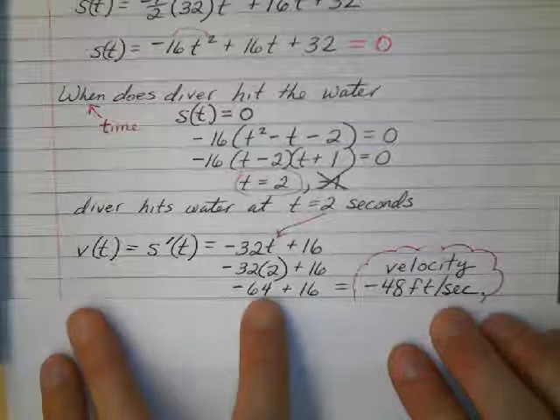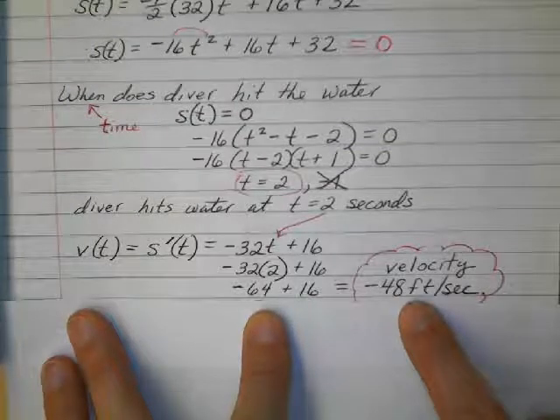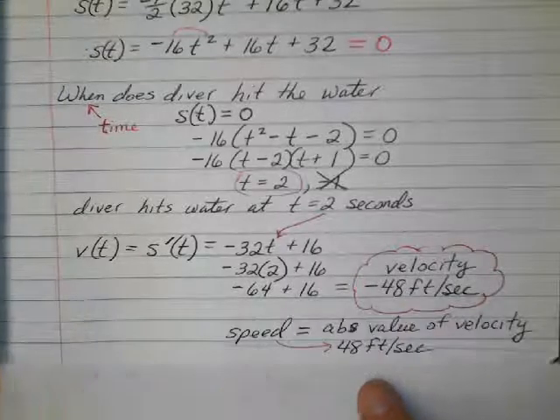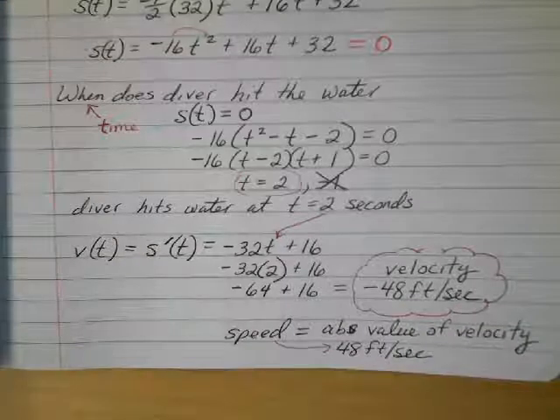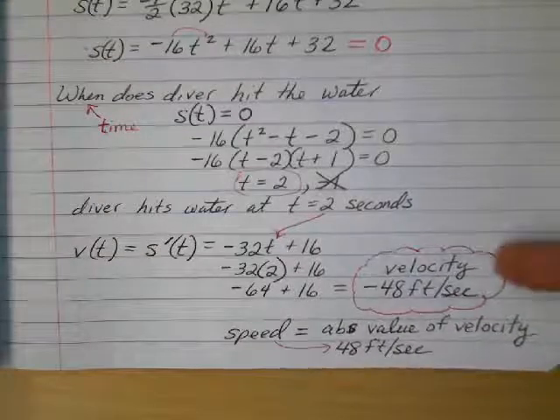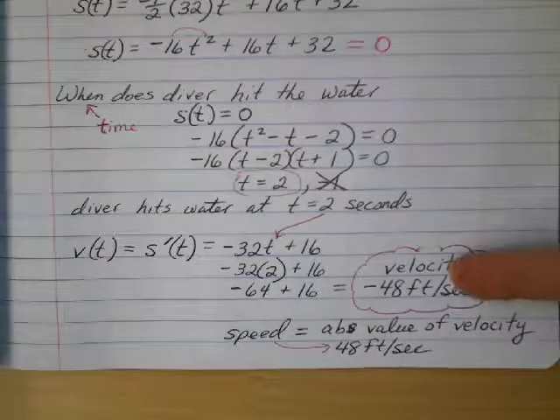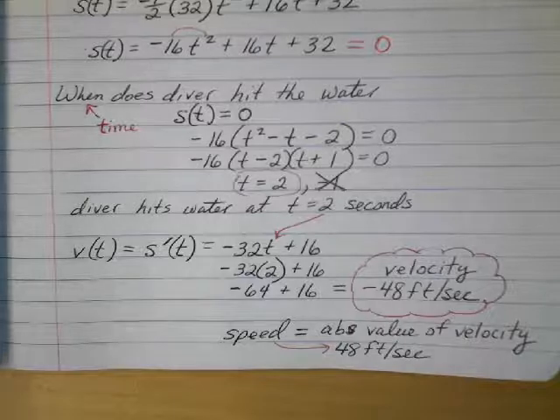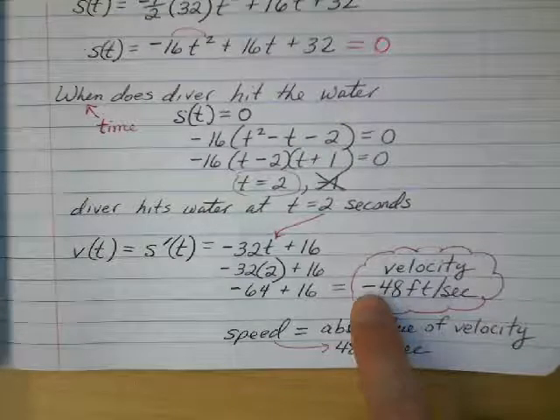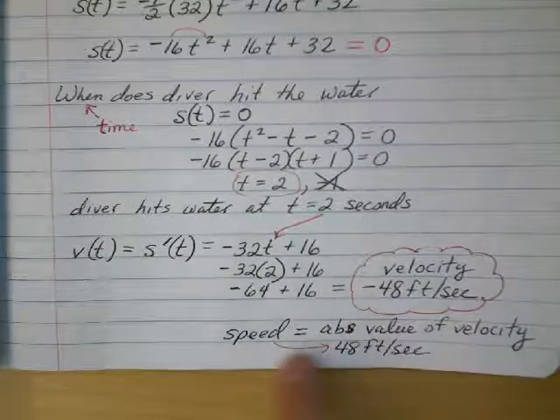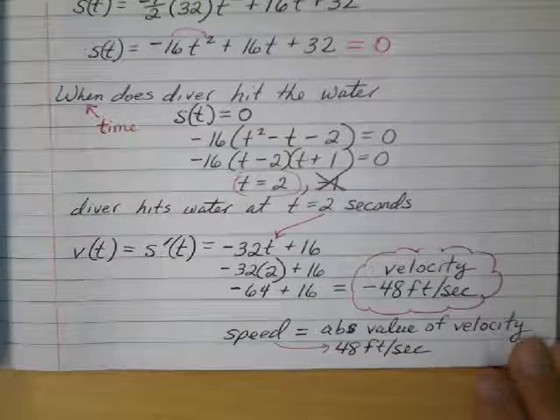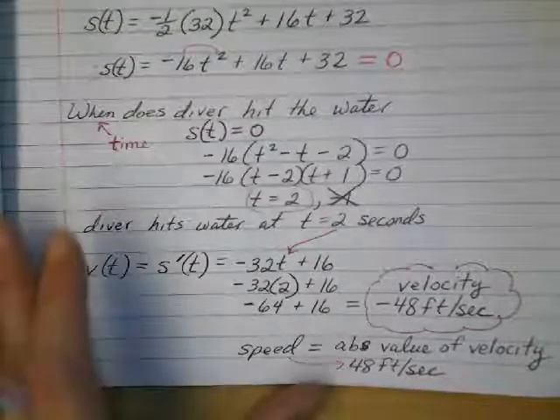And again, what if I just asked you for speed? Like how fast was the diver? It'd just be 48. Speed again would be the absolute value of velocity. That'll keep coming up this year. The velocity gives you a direction that they were falling. Velocity is like a vector, it gives you direction. So velocity can be negative, but speed is 48 feet per second. So you're going to have questions like that where you have to plug numbers into this function.